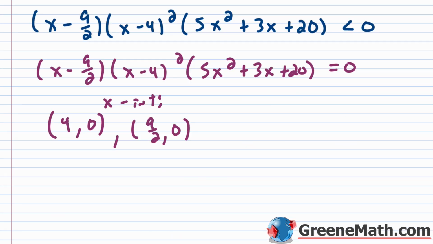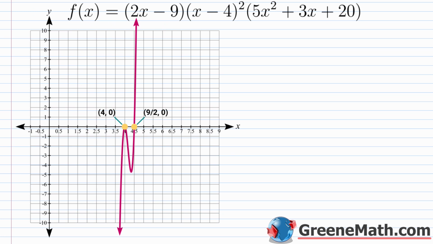So let's come back up and just say we would go with these x-intercepts right here. Let me just show you this on both of these. So this is the original function. If you want to work with that, you have f of x equals the quantity 2x minus 9 times the quantity x minus 4 squared times the quantity 5x squared plus 3x plus 20. So this guy right here, and you'll see that you have an x-intercept at 4 comma 0.